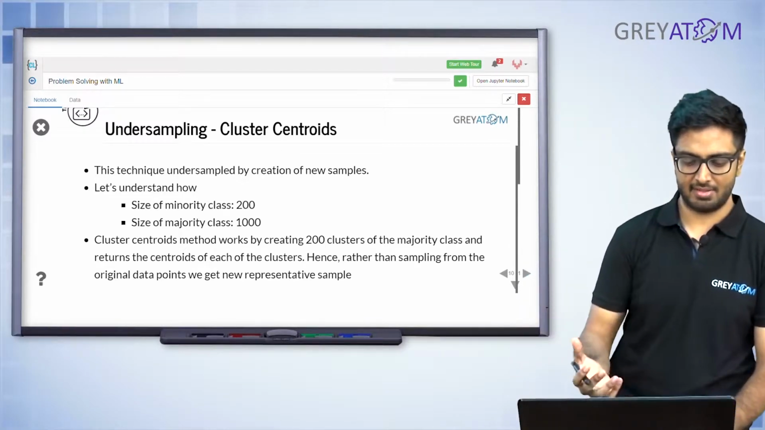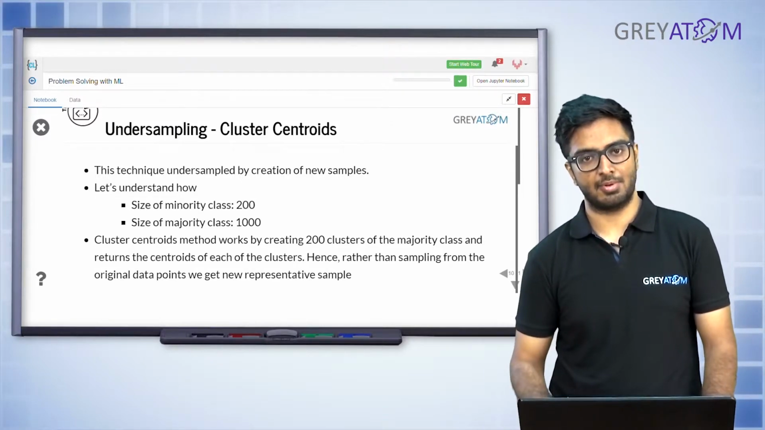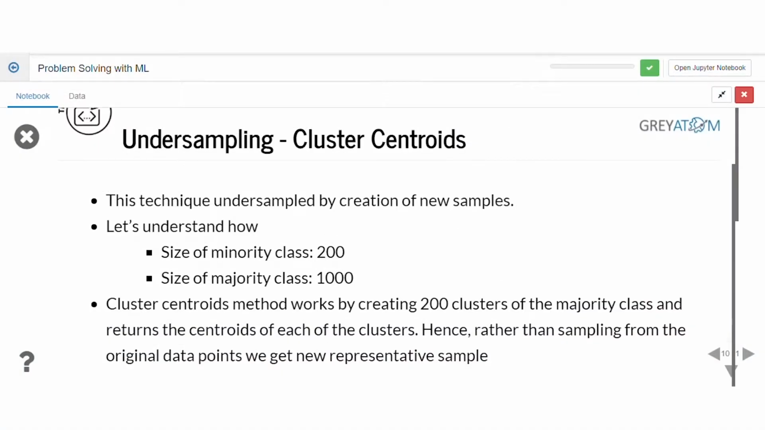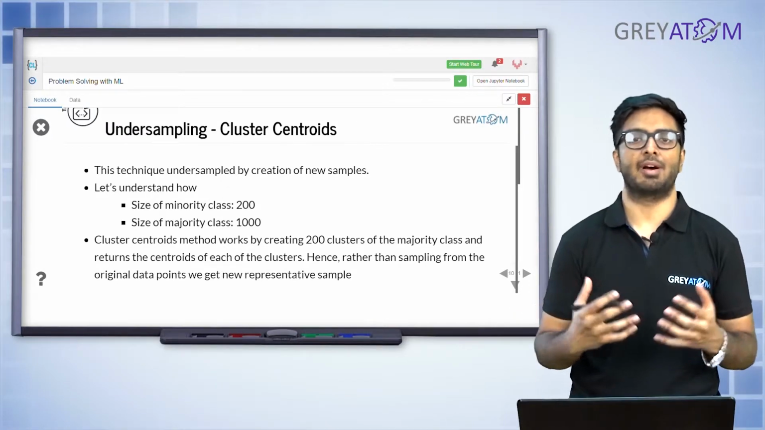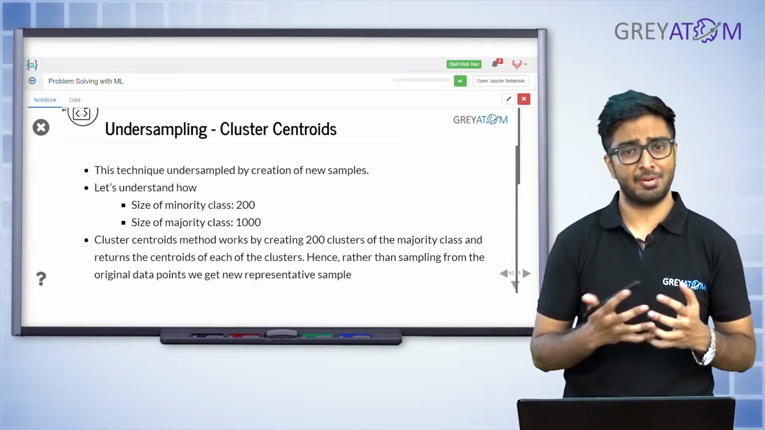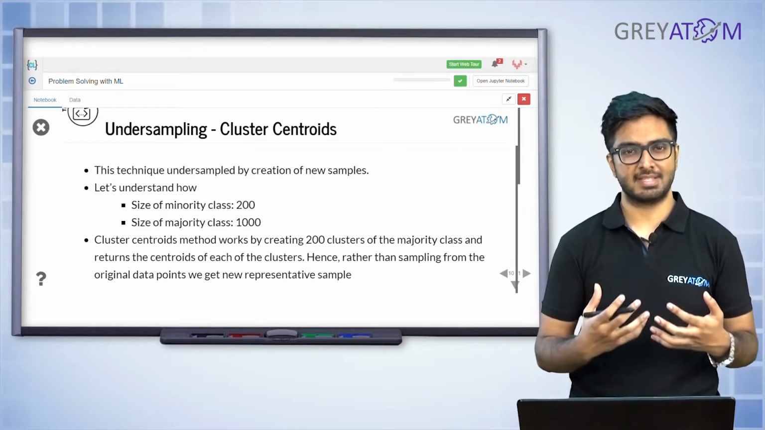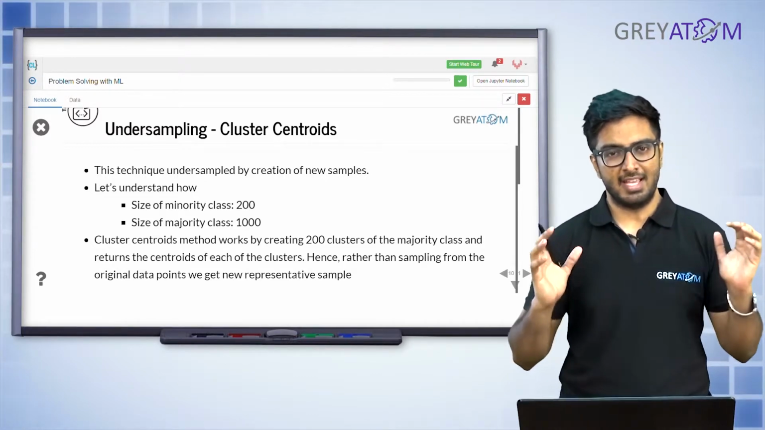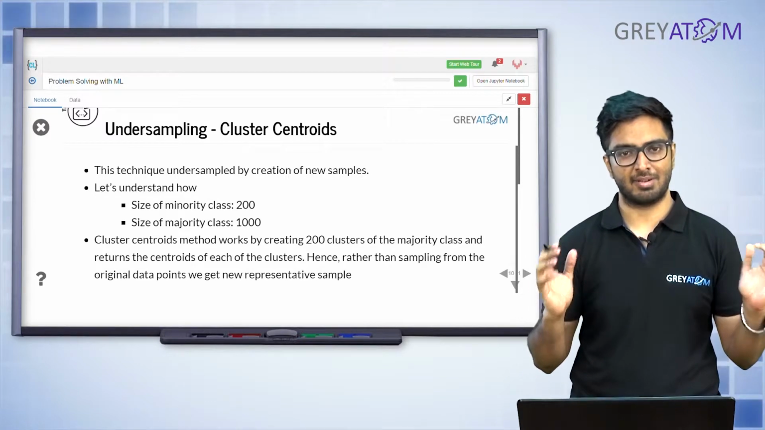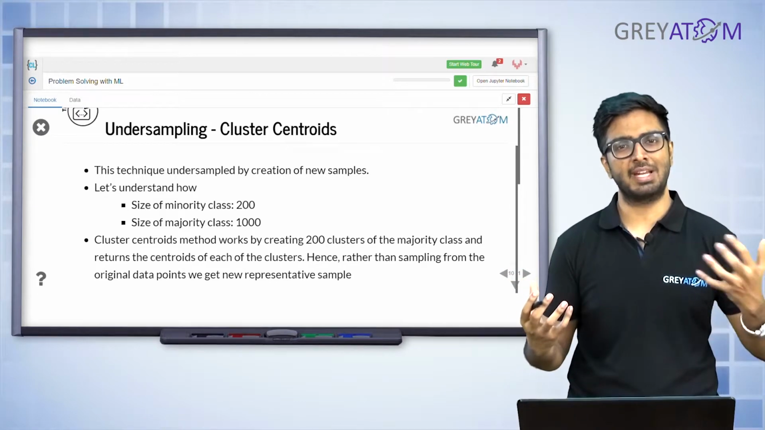Let's understand this with a concrete example. If you have a minority class with 200 examples and a majority class with 1000 examples, you take those 1000 examples of the majority class and cluster them into 200 clusters. Then you take the cluster mean of each of those clusters. Obviously you don't yet understand exactly how clustering works, but the whole idea is that instead of randomly taking 200 points from those 1000, you break them into 200 groups, because you want unique data points.